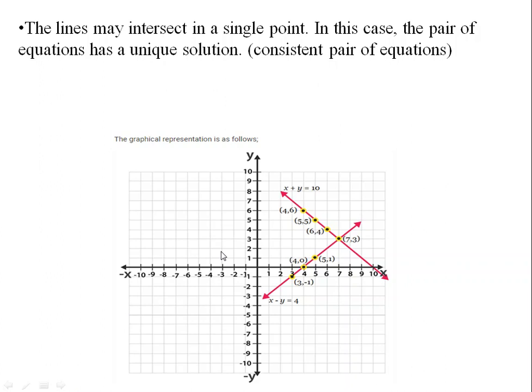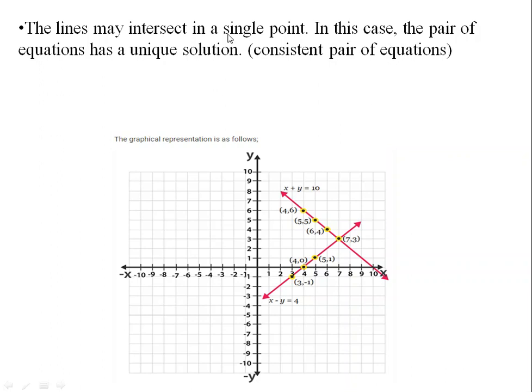The first one, here you can see two lines. The first line is representing x plus y equal to 10 and the second line is representing x minus y equal to 4. The two lines intersect at a single point. You can see the point is named 7, 3. The x coordinate is 7 and the y coordinate is 3.